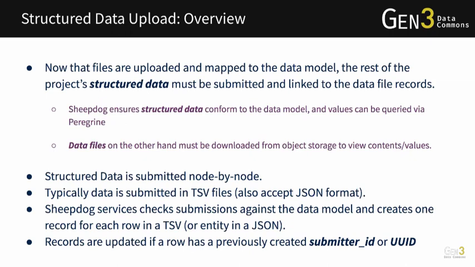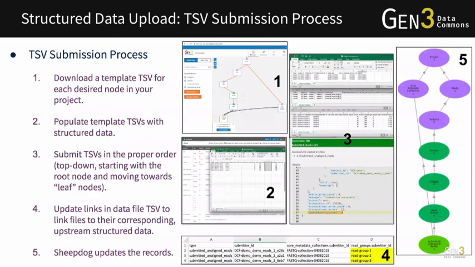In more detail, the TSV, or structured data submission process, follows the following workflow. First, you go to the data dictionary and download a template TSV for each desired node in your project. Next, you populate template TSVs with your structured data. And then you submit TSVs in the proper order. The proper order is top-down, starting with the root node and moving towards leaf nodes.